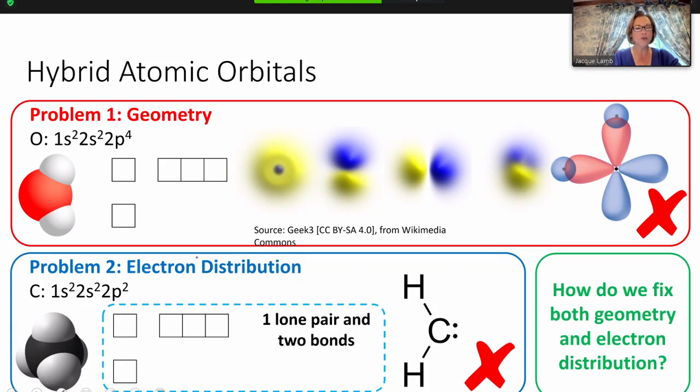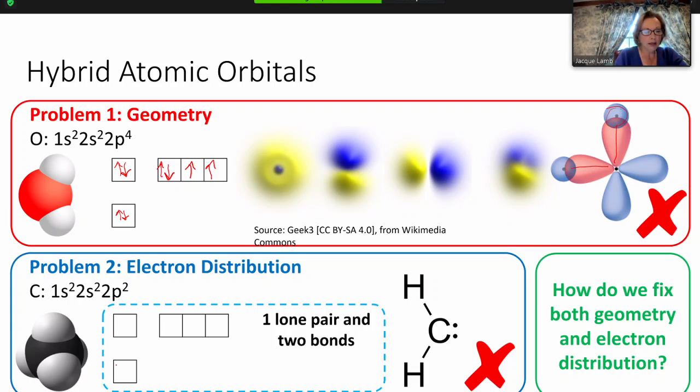So the two problems we have, the first one is geometry. If we look at the electron configuration for oxygen, the central atom in water, we have 1s2, 2s2, 2p4. And that's what it looks like. So if we envisioned oxygen with these two half-occupied p orbitals overlapping with hydrogen 1s orbitals, which is perfectly legitimate, we would end up with a structure that looks like this. We would end up with two bonds 90 degrees apart, and that's not what we have. So we have a geometry problem.